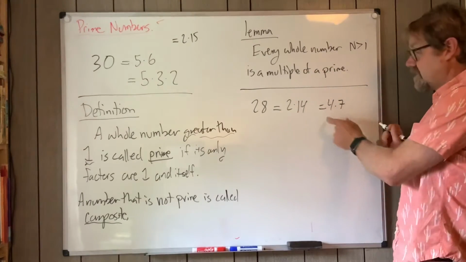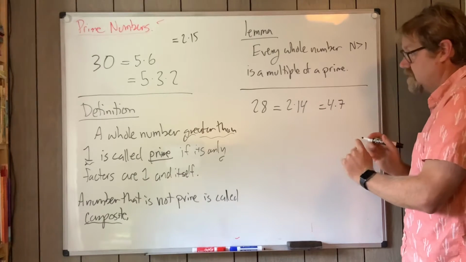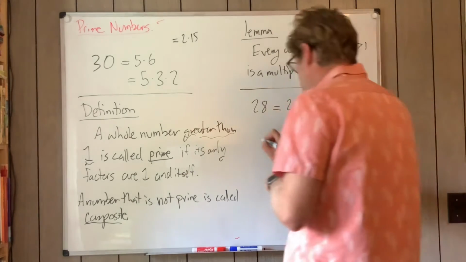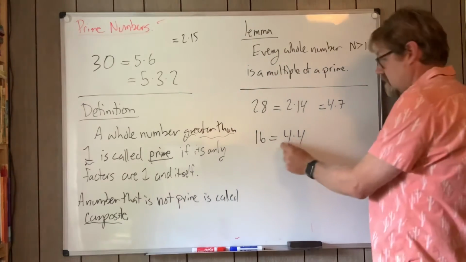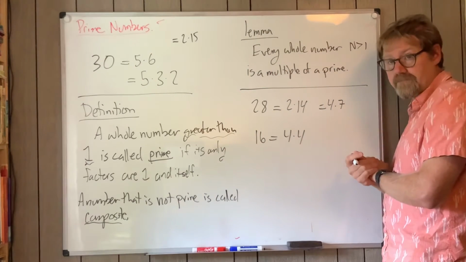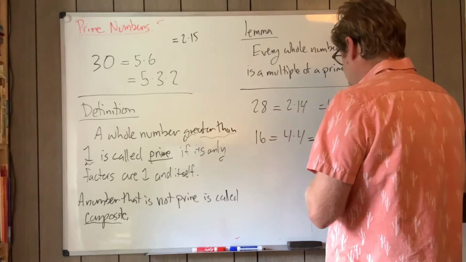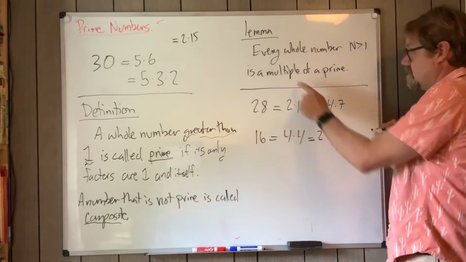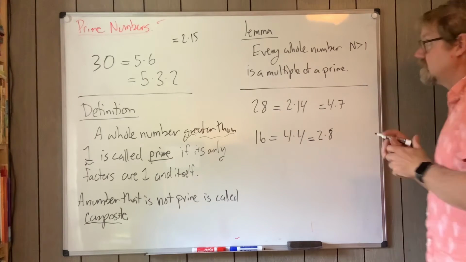Okay, this does not mean that every product has a prime. So for example, if I said 16 and I'm going to write it as 4 times 4, these are not prime. But what this says is that I can write it as a multiple of a prime. So I can write it as 2 times 8.